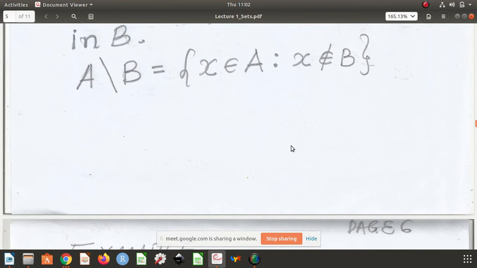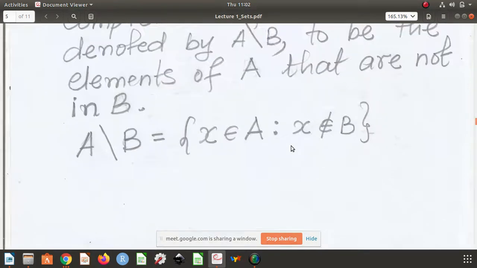All this can be represented using diagrams. Maybe as we go along, we shall use diagrams. I've avoided the diagrams for today. Diagrams sometimes make it clearer. So the relative complement of B in A will simply be all the elements in A that are not in B.